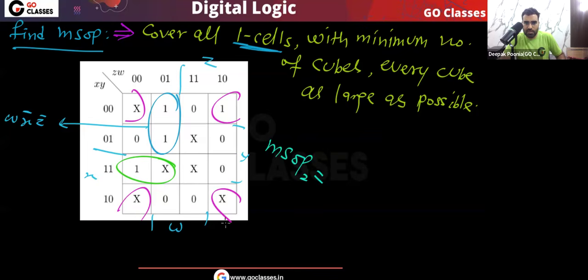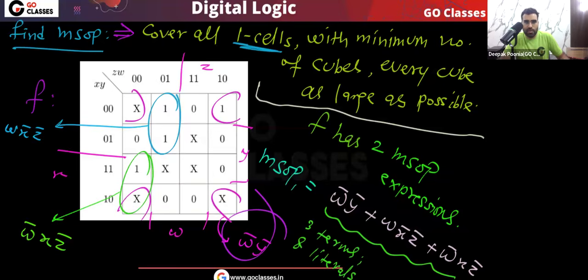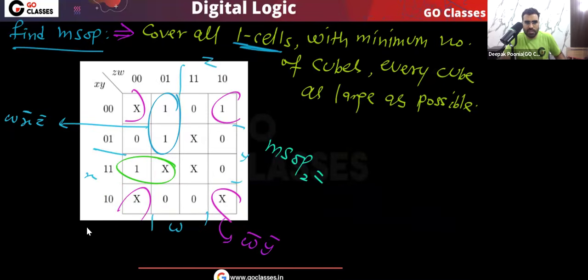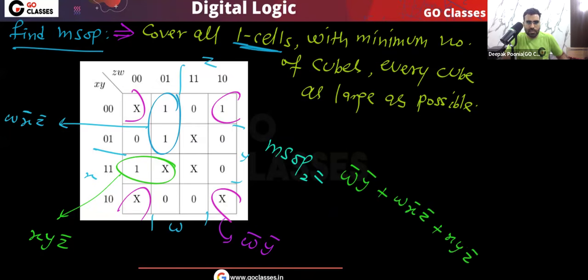What about this pink? We have already seen this is W bar, Y bar. And what about this green? This green is in the area of X, in the area of Z bar, and in the area of Y. So that's it. Now you can easily see what the minimal SOP will be. That will be W bar Y bar, or W X bar Z bar, or X Y Z bar. This is another minimal SOP.